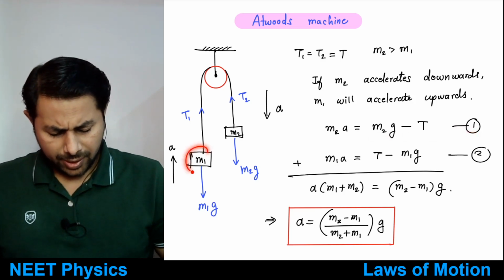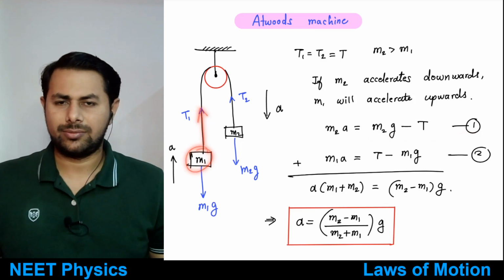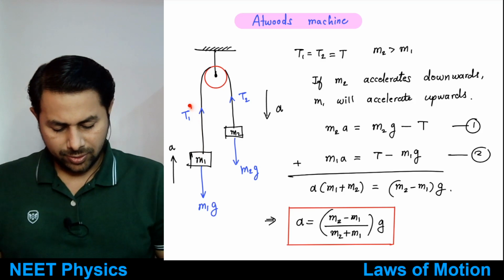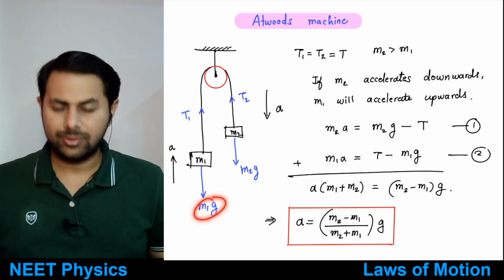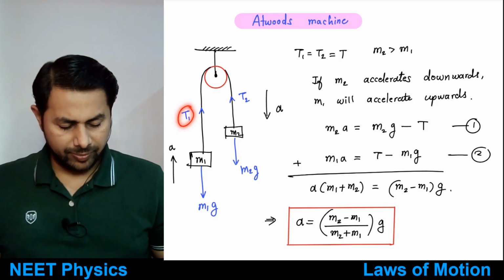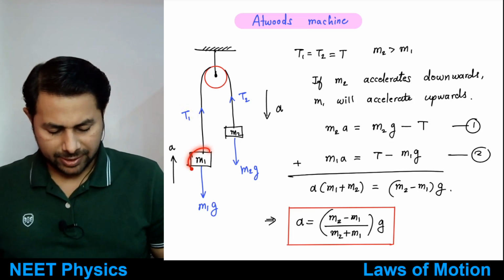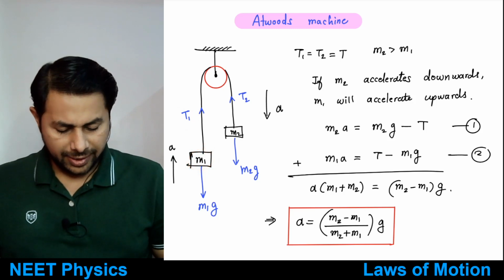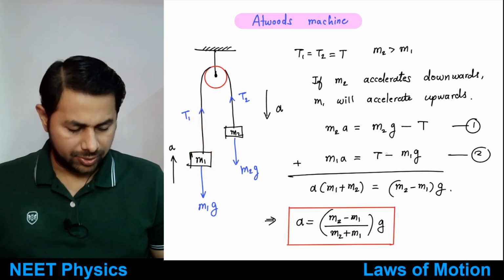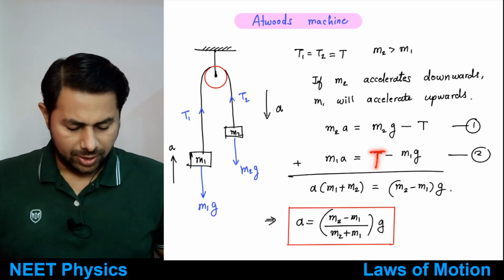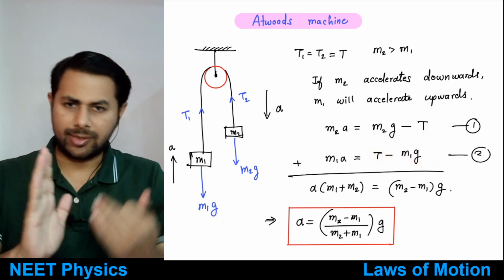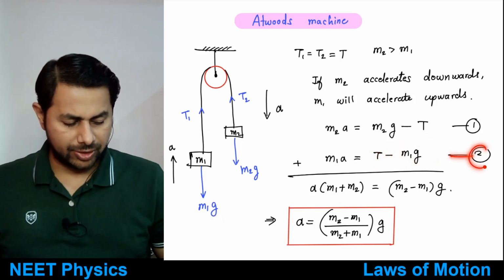Then m1 moves upwards with some acceleration a. So tension must be greater compared to its weight, right? So net force is mass multiplied by acceleration, m1 into a. Tension is T1. Okay, actually T1 is equal to T2, that's T. So you have T minus m1 into g, right? Upward force minus downward force. So that is equation 2.